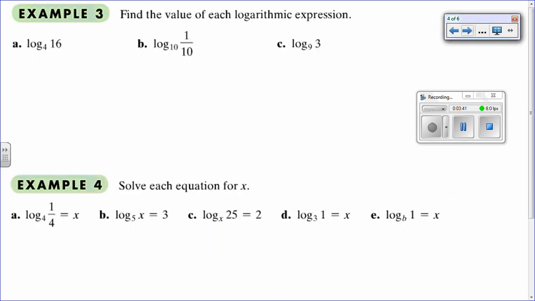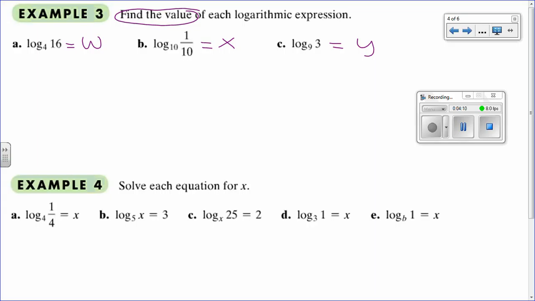Okay, now what we're going to do is not just change to exponential, but we're actually going to evaluate, or find the value. So we want to know what that will equal. Let's assign some variables. Let's call them w, x, and y. And let's see if we can evaluate without changing it to exponential, okay?